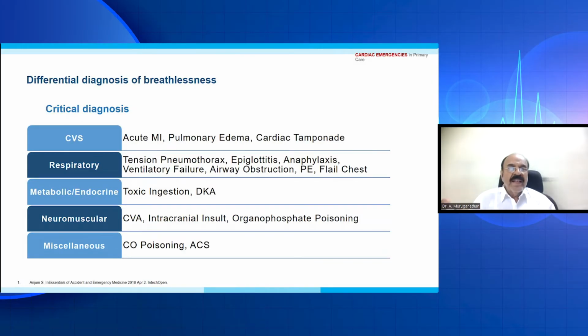What are the different diagnoses of breathlessness? Cardiovascular: acute MI, pulmonary edema, cardiac tamponade. Respiratory: tension pneumothorax, epiglottitis, anaphylaxis, ventilatory failure, airway obstruction, pulmonary embolism. In trauma, flail chest. Metabolic causes, toxic ingestion, diabetic ketoacidosis. Neuromuscular: cerebrovascular accident, intracranial insult, organophosphate poisoning. Miscellaneous like carbon monoxide poisoning, and acute coronary syndrome.